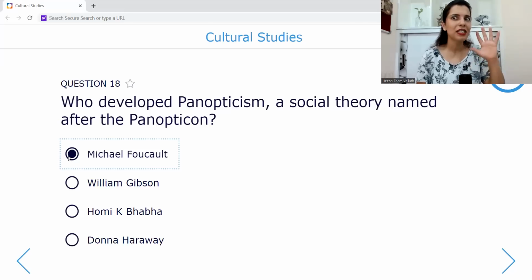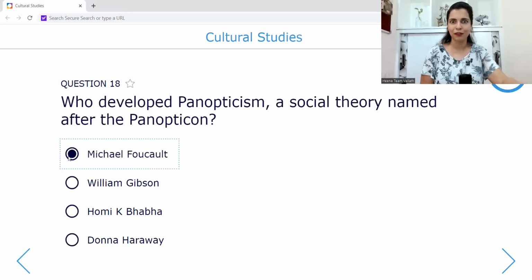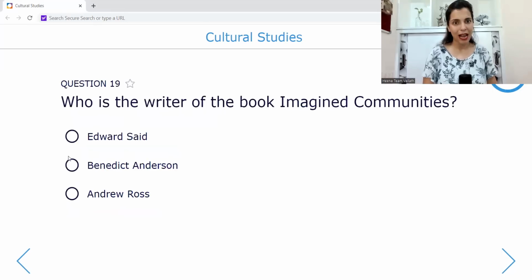You can consider CCTV cameras also a part of this, yes? Okay, good, na? Very nice. This was actually developed by Michel Foucault, this Panopticism idea, in his book called Discipline and Punish, published in the year 1975. This takes us to question number 19.